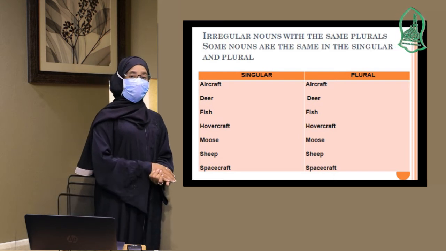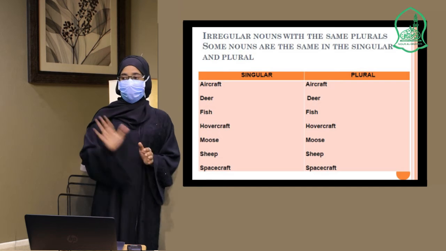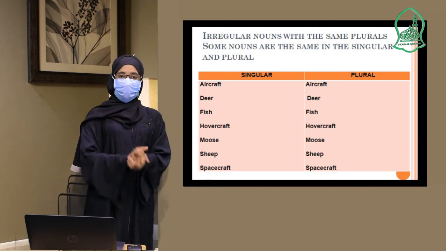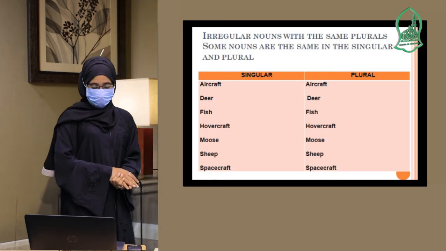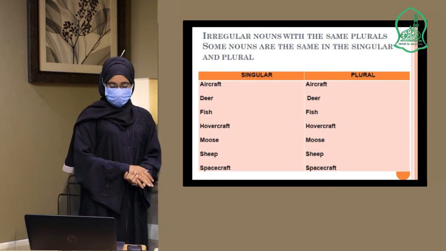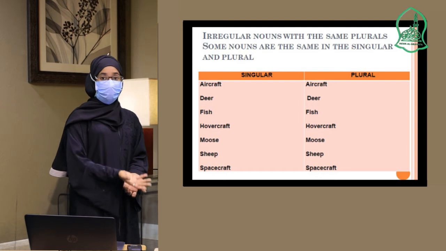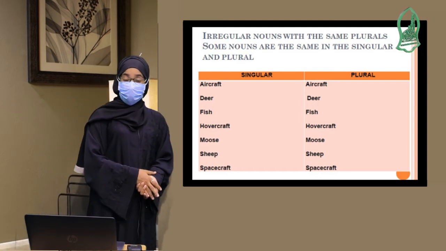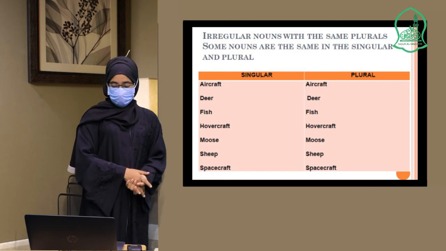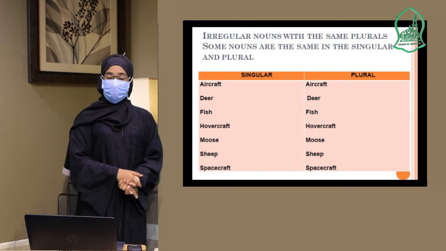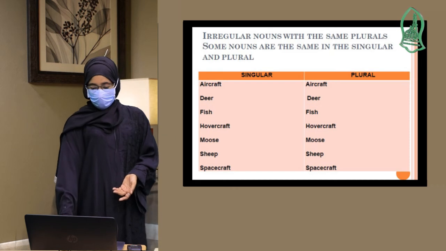So now we have to understand this fish, these fish. We are not adding anything. We are not removing anything. And then we have the hovercraft. Moose, moose. Sheep, sheep. Those animals, it is not sheeps for many sheep, no. And spacecraft for spacecraft, even if they are many.